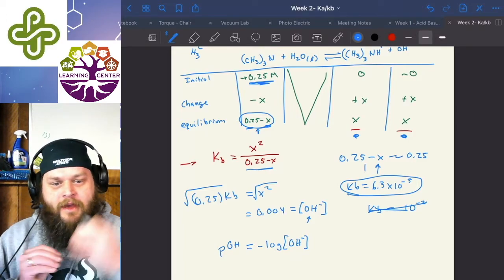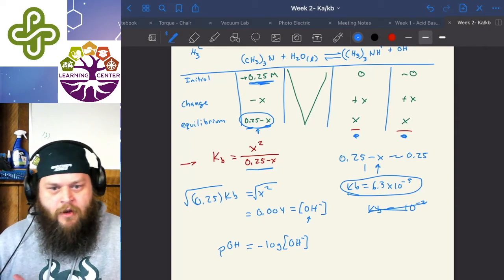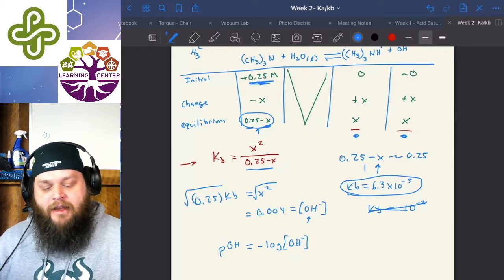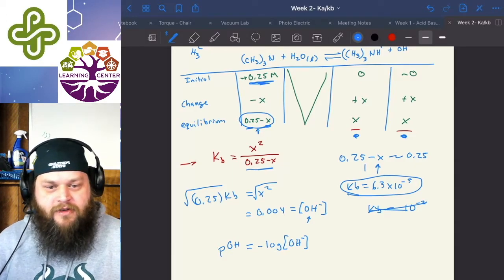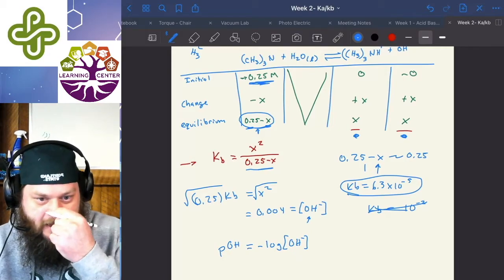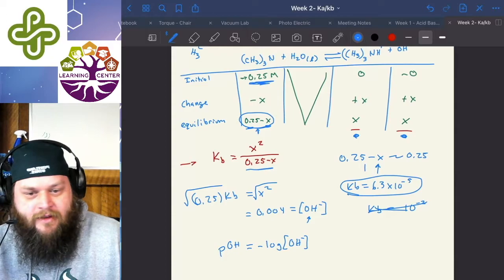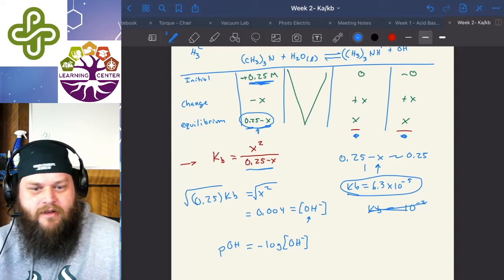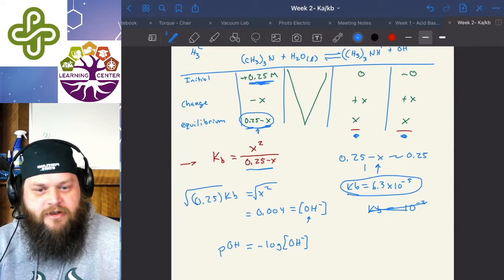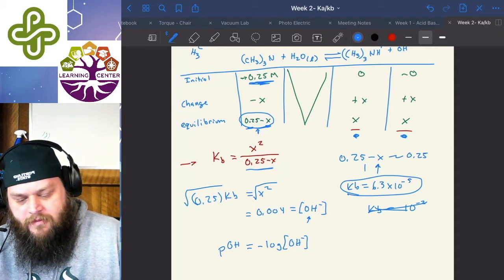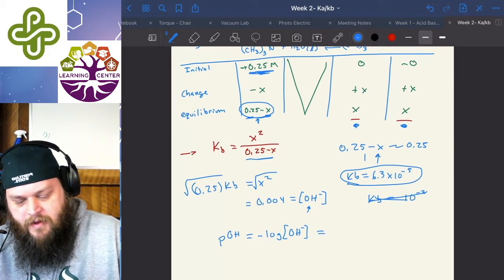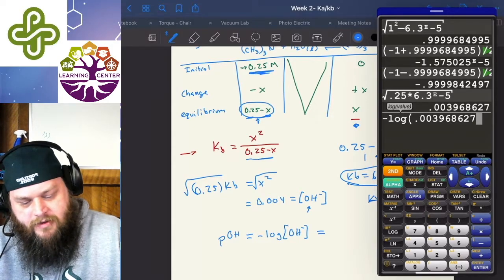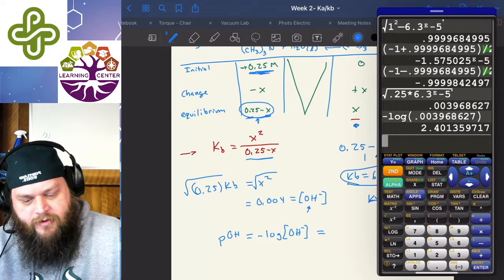So anytime you have that P of something, P of X or P of OH, pH, we're taking the concentration of whatever that something is. In this case, OH. And we're taking the negative log of that to find that pOH. If we had the pOH value and we wanted to get back to that concentration, that's when we would take 10 to the power of the negative pOH to get back to our concentration. So doing this, negative log of our concentration gives us 2.40.